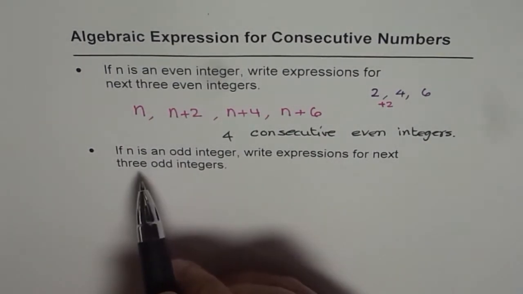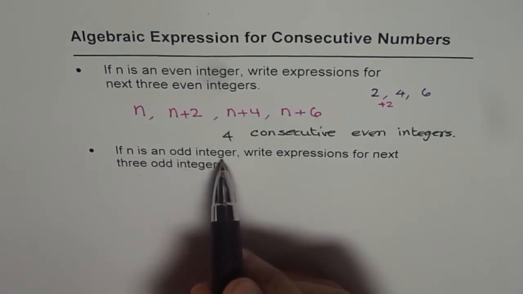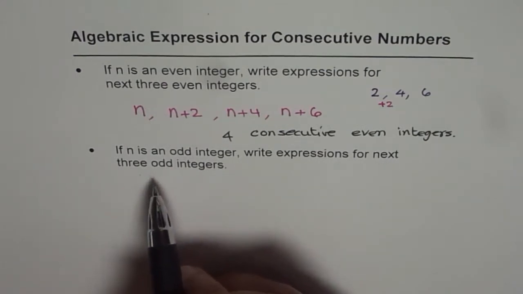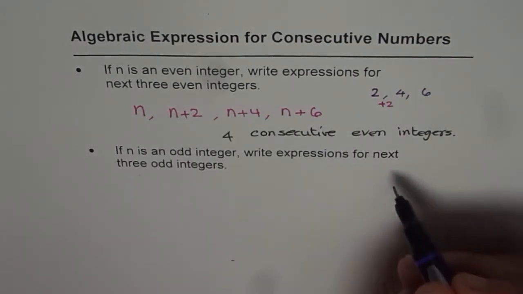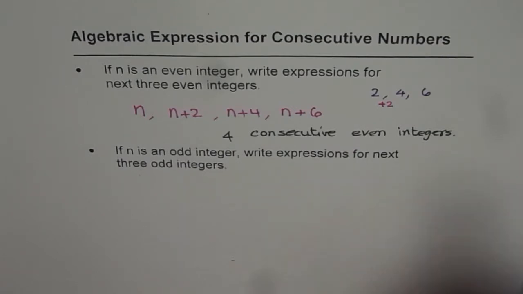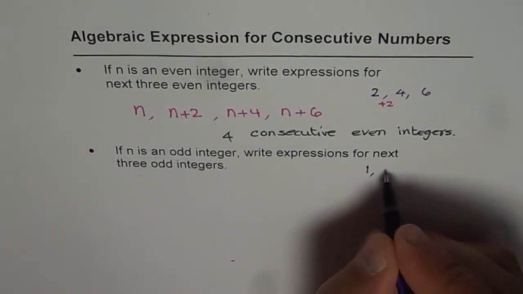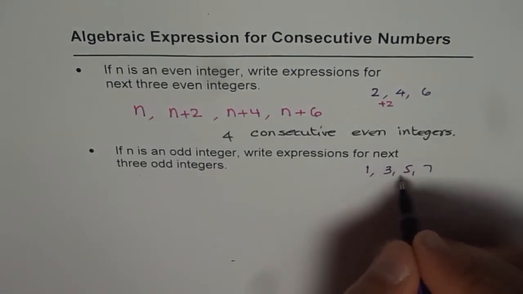Now let's look into the next part, which is, if n is an odd integer, write expressions for the next 3 odd integers. Well, this is very similar to what we just did. So you can pause the video, write down your answer, and then check with mine. Just to understand, if n is an odd integer it means something like this: 1, right, 3, 5, 7. So these are the next integers.